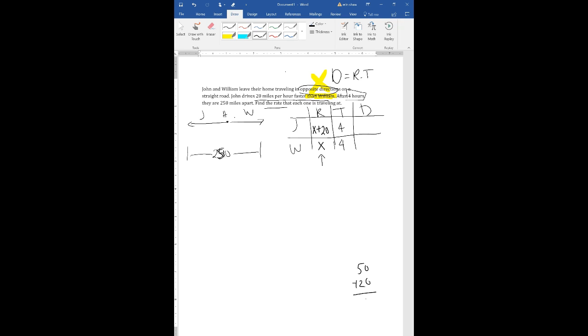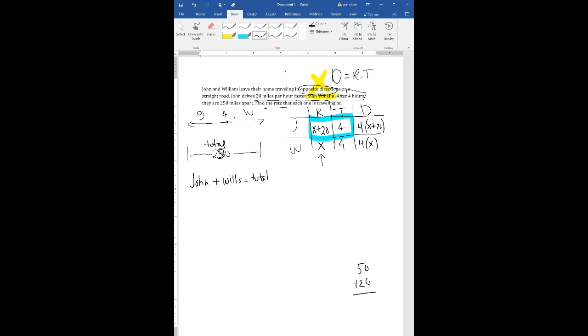Now when I set up my equation, again, distance is rate times time. I'm not actually going to multiply these, I'm going to write it as rate times time. If they're going in opposite directions, this is a total distance that I'm talking about here. This is my total distance, and in order to find it, I'd have to add John's distance and Will's distance. That would give me my total distance.